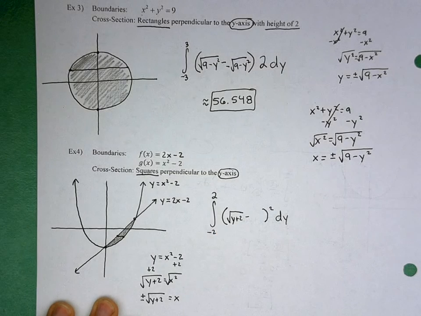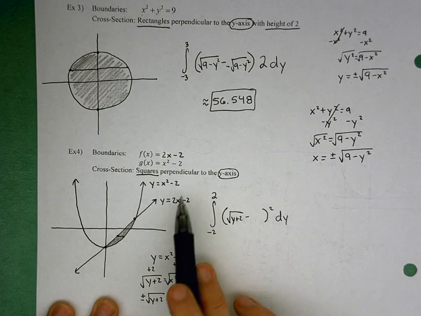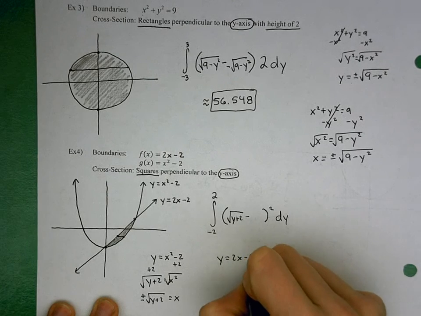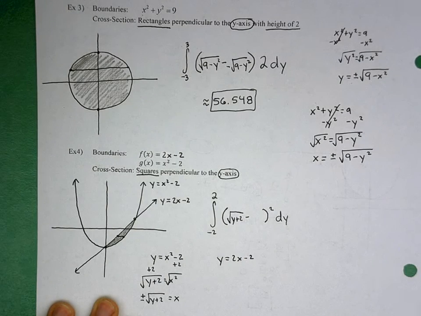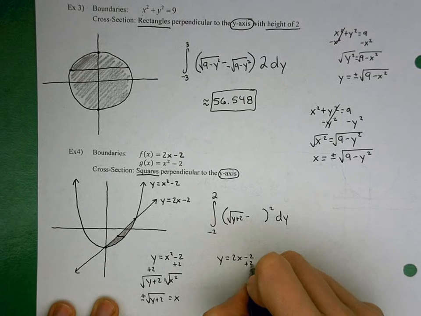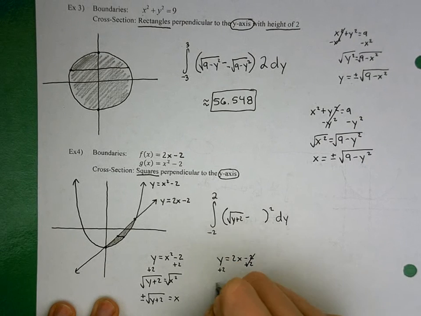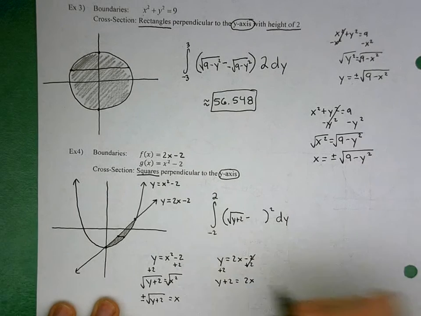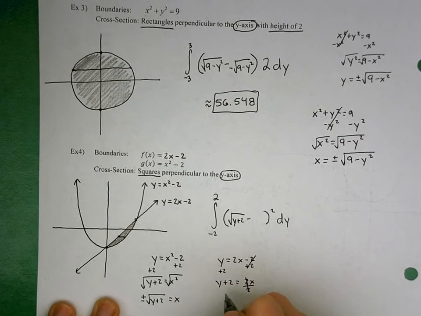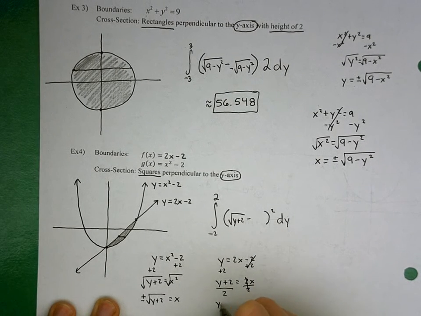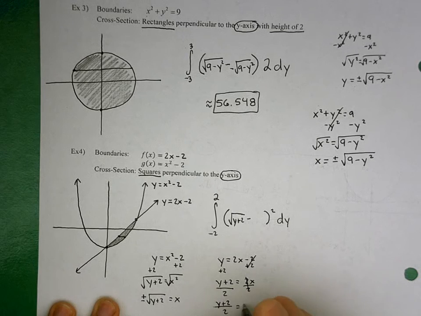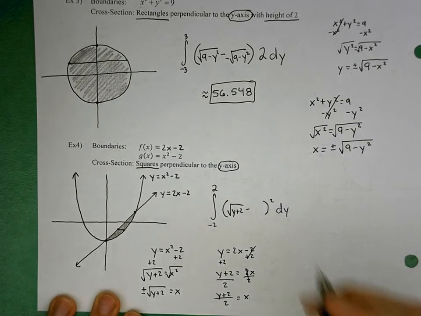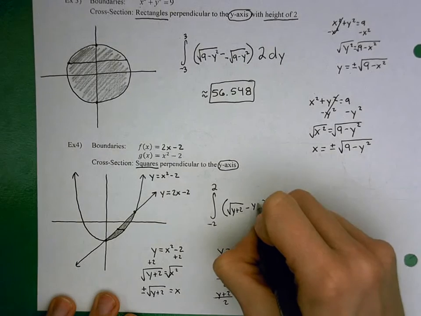Okay, minus my lower. My lower is the 2x minus 2. But again, I can't call it 2x minus 2. I have to be in terms of y. I'm y-oriented. So I'm going to go ahead and change this. Let's add 2 over to the other side. y plus 2 equals 2x. And then divide 2 over. And you get y plus 2 over 2 equals x. Okay, and so that's what I'm going to be putting into my lower. y plus 2 over 2.